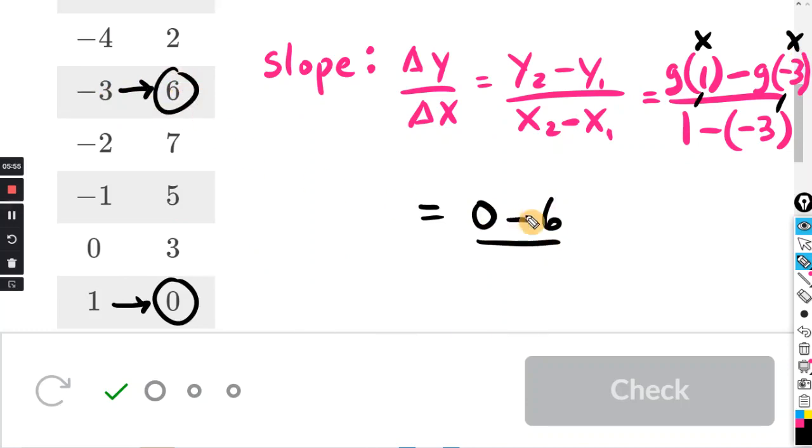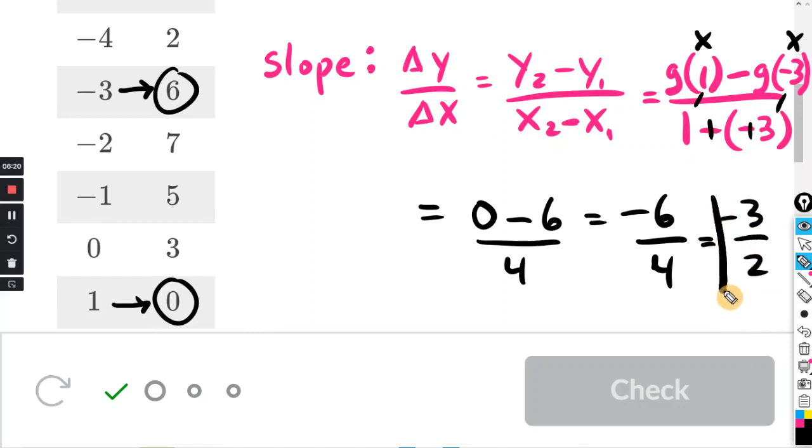All right, so we have our change in y in the numerator. In the denominator, this is 2 negatives in a row. It's just 1 plus 3, that's 4. 0 minus 6 is -6, divided by 4. And I think they'll make you reduce the fraction. I'm not sure, but these are both even. So divided by 2, that's -3. Divided by 2, that's +2. So it's -3/2 for the slope.